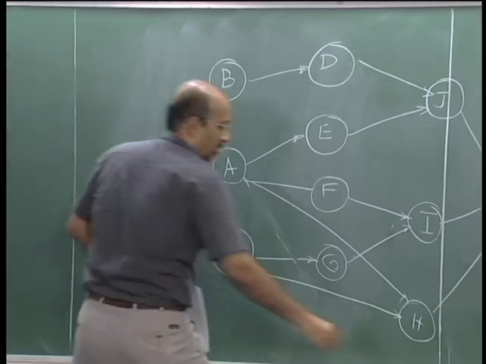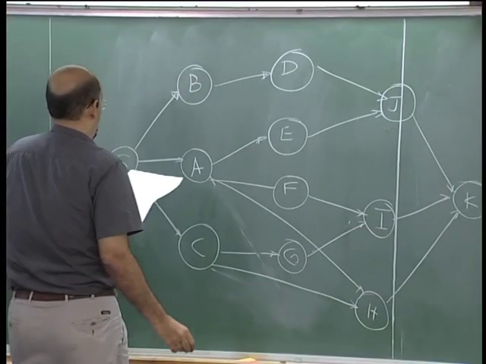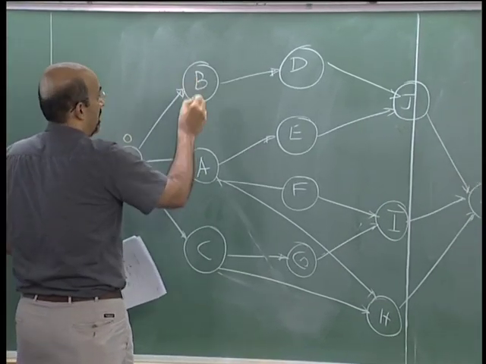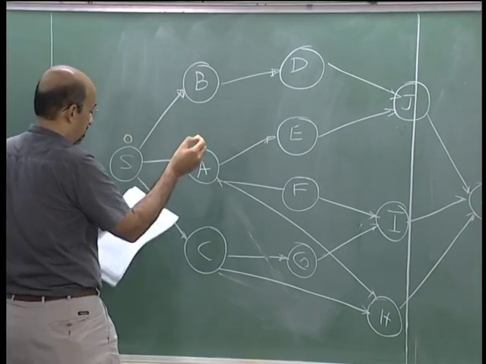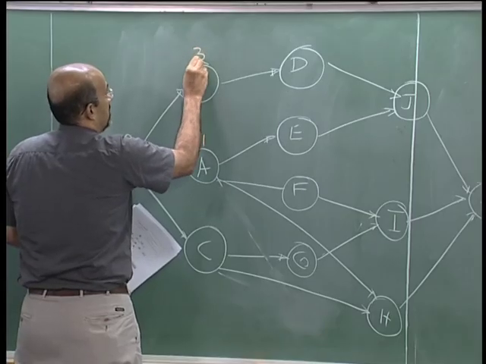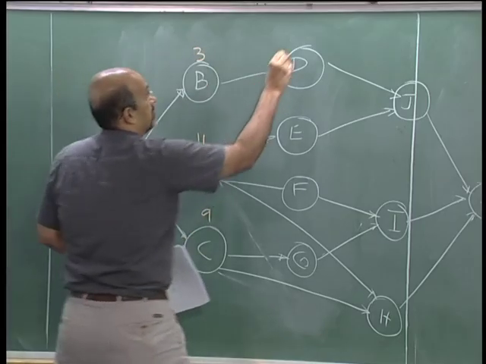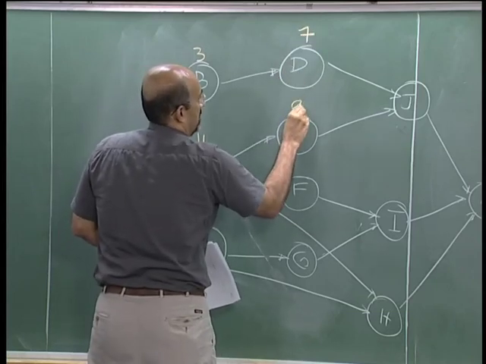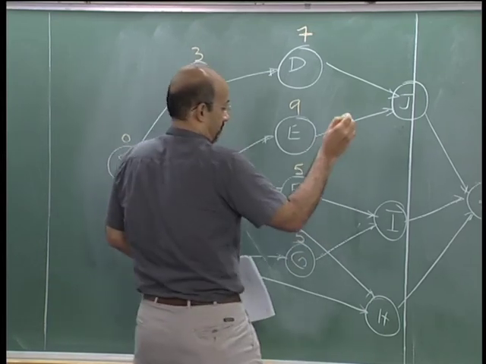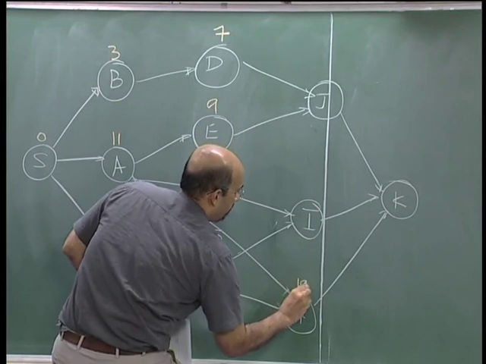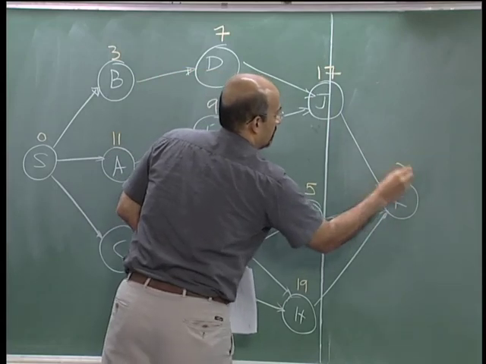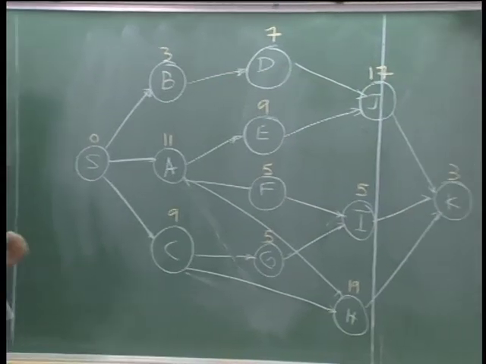Now we will go ahead and add durations to this. The start is a dummy, so it's a 0 duration. A has a duration of, you can tell me the durations as we go, 11, B 3, C 9, D 7, E 9, F 5, G 5, H 19, J 17, I 5, K 3. Good.